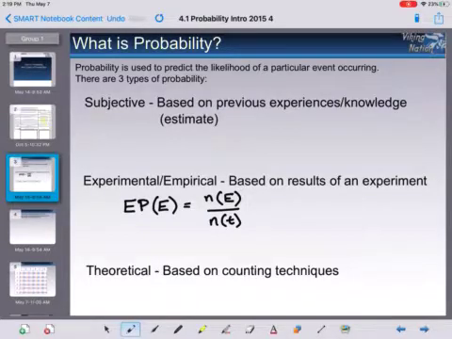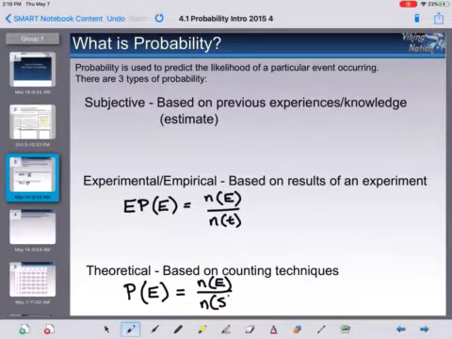Theoretical probability is based on your counting techniques from Unit 1. And that is then how many ways a particular outcome can occur, or how many ways a particular value of your random variable can occur. And so for theoretical probability, we just use a P. And again, probability for that event to occur is going to be the number of ways for that event to occur over your sample space, which is the number of ways for anything to occur.